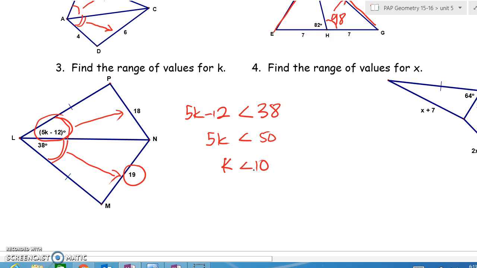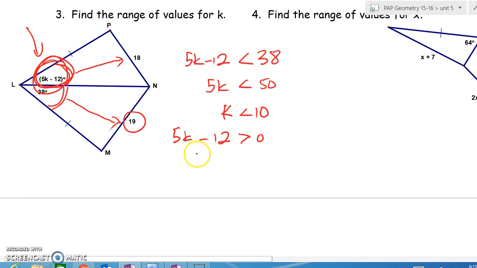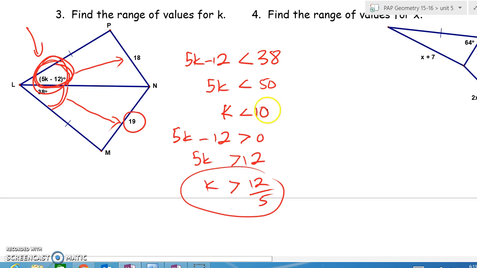Now that's not the only thing we do. We also need to say that this angle right here has to be greater than 0, doesn't it? So we also say that 5k minus 12 is greater than 0. So that means we've got 5k greater than 12, or k is greater than 12 over 5. And when we put this piece of information together with this piece of information, we end up saying that k is less than 10 and is greater than 12 over 5.